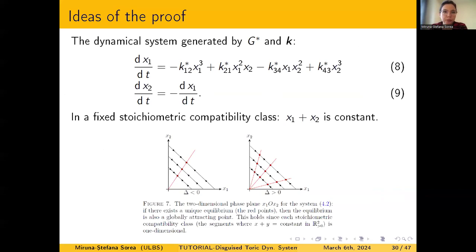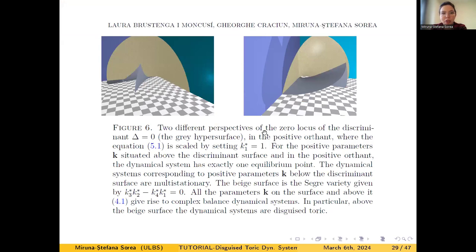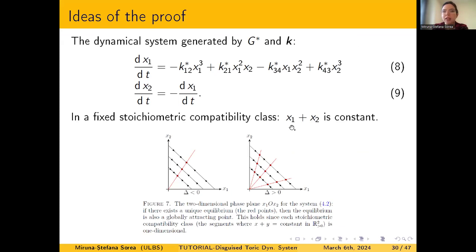How do we prove some of these things? First, keep in mind we think again only about G star, the one with one reaction per source. Use mass action kinetics and obtain the ODE system of this network, here in equations 8 and 9. Here we can see conservation laws in action, because dx2/dt is just the opposite of dx1/dt. This means that the sum of the two concentrations, x1 plus x2, is constant in a fixed stoichiometric compatibility class.